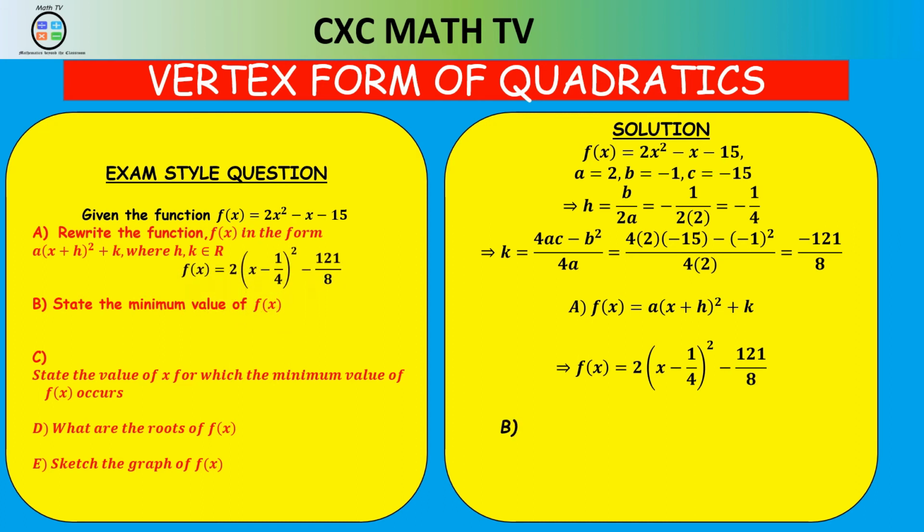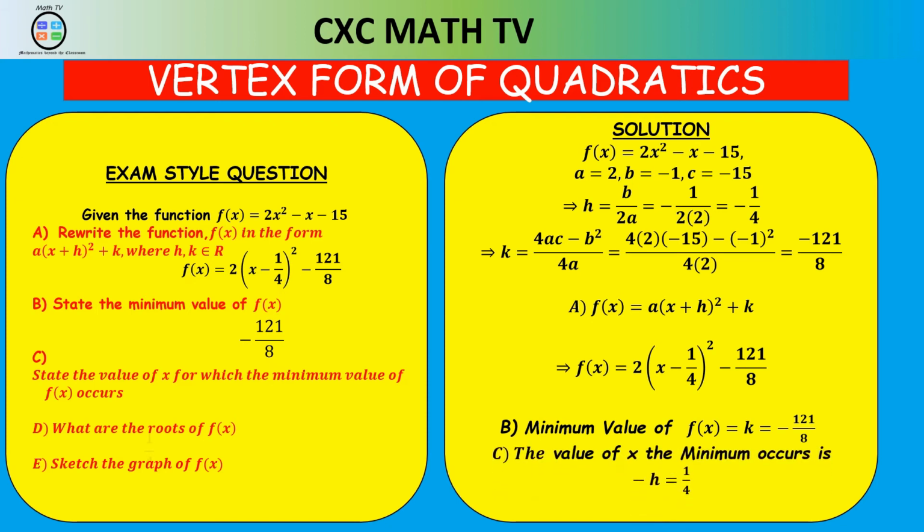The next part, state the minimum value of f of x. The minimum value of f of x is always equal to k. What was k? Negative 121 over 8. So that's your minimum value, negative 121 over 8. The next part says state the value of x for which the minimum occurs. The value of x where the minimum occurs is always negative h. So it's going to be negative of negative a quarter, which is positive a quarter. So that's positive a quarter. And that completes A, B, and C.